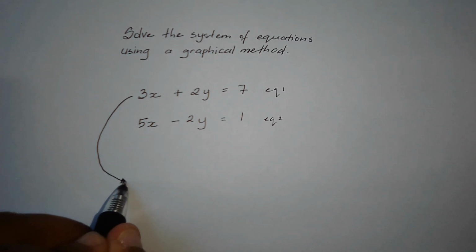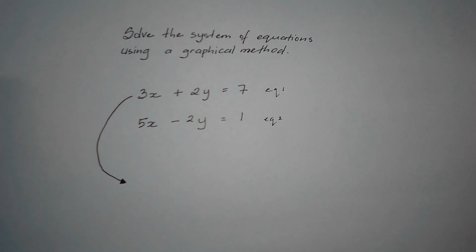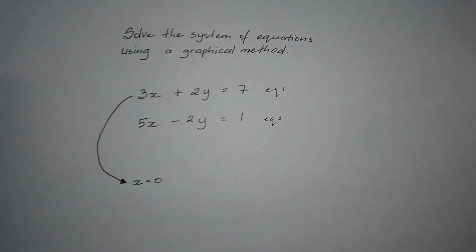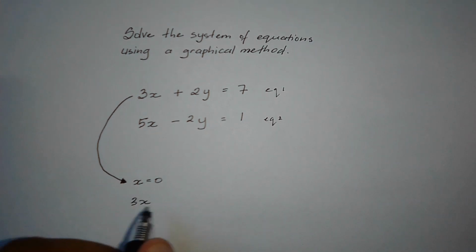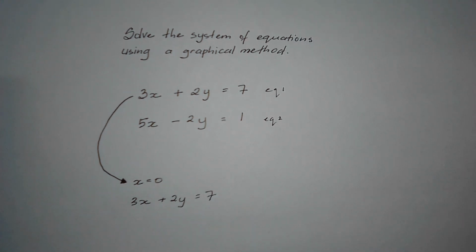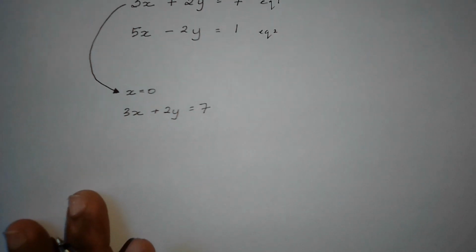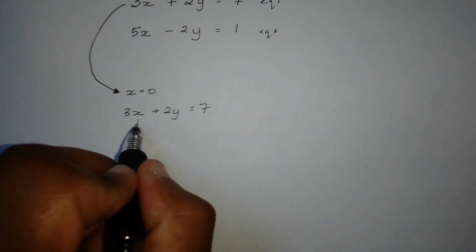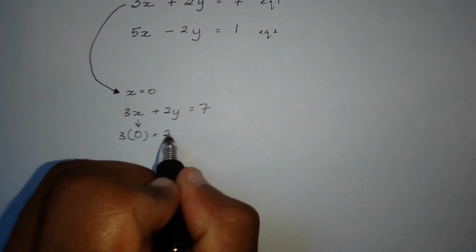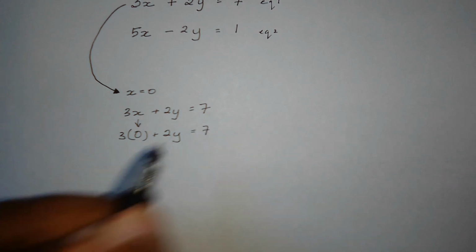That means I need to find the x value and the y value for the equation. So I'm going to say, okay, when x is equal to 0, what the value of y should be. And I like using 0 because it makes my life easy. So I'm going to have 3x plus 2y is equal to 7. And I'm just going to substitute 0 inside of this equation. 0 for x plus 2y is equal to 7.